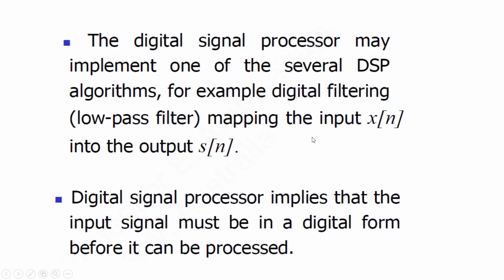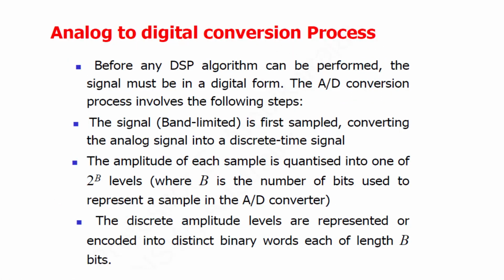The digital signal processor may implement one of several DSP algorithms like digital filtering, or it can do some kind of analysis. It can take the FFT of the signal and analyze the frequency components present in the signal. Digital signal processor implies that the input signal must be in a digital form before it can be processed, as is obvious from the block diagram that I have shown to you.